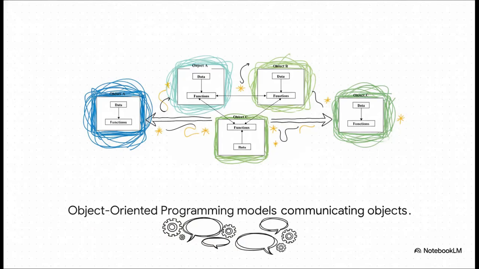Now, the second philosophy pretty much flips that whole idea on its head. This is Object-Oriented Programming, or OOP. Instead of a top-down chart, I want you to picture a team of independent experts. Each one of these objects, like Object A, B, and C here, is its own self-contained little unit. It has its own data and its own special functions, and they solve problems by working together, sending messages back and forth.